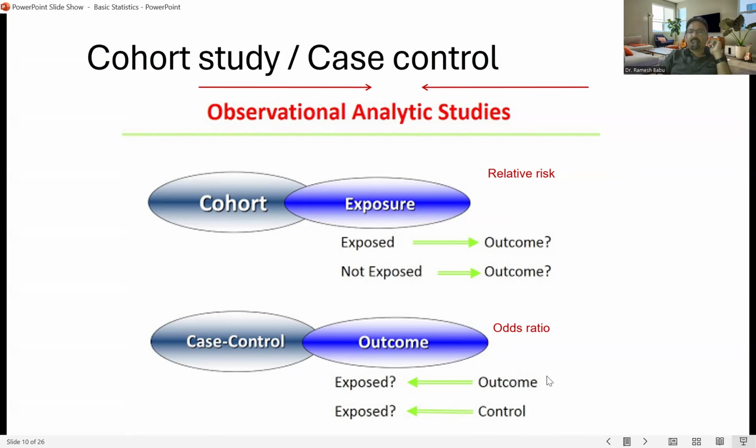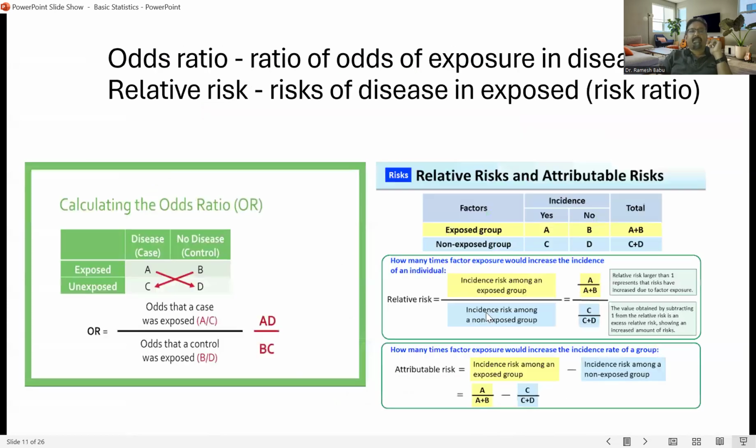So the odds of a cancer patient being a smoker versus the odds of a control patient being a smoker, that is where an odds ratio comes. So let us see that again with some examples. But before we go further, we need to understand this.